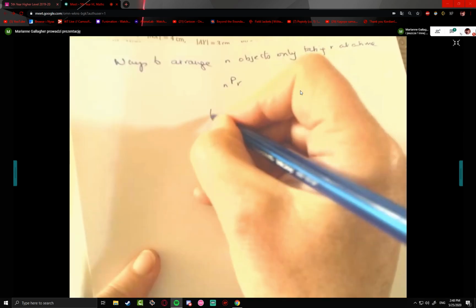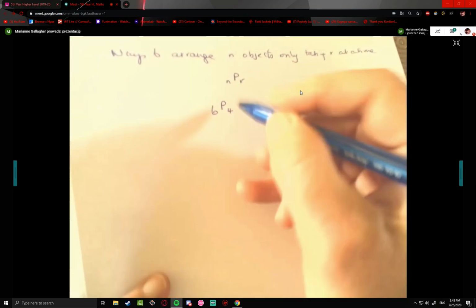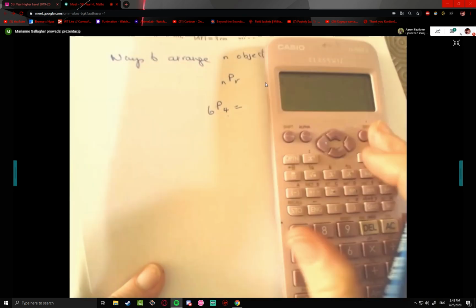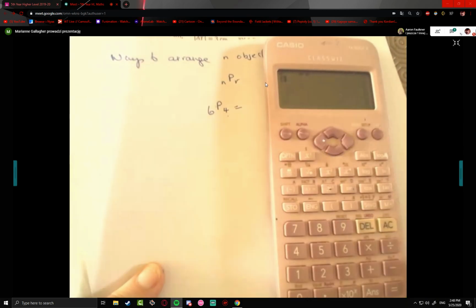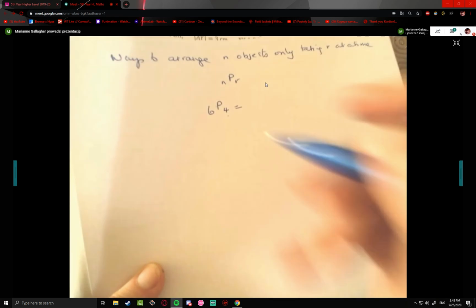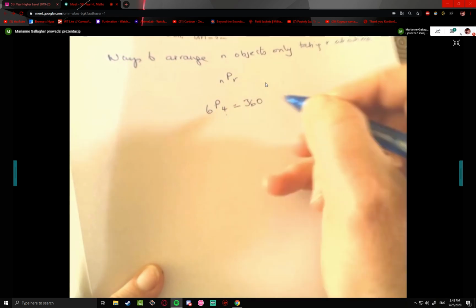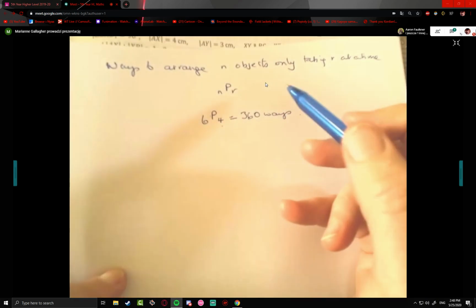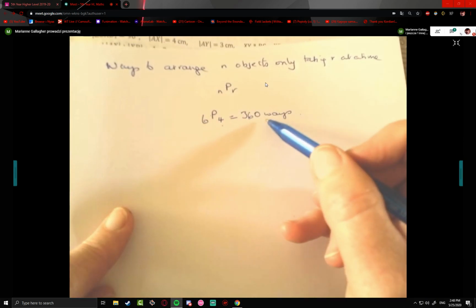So if you have 6 books, but you can only pick 4 of them, that's 6 pick 4, and you just put it into your calculator. 6P4. That's 360 ways. It's quite a lot. Okay, so that's the number of arrangements of your books on your shelf. Okay, is that all right?